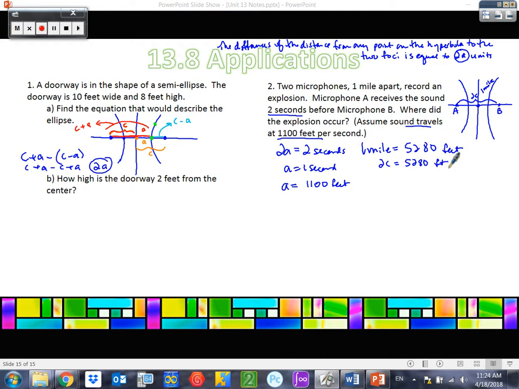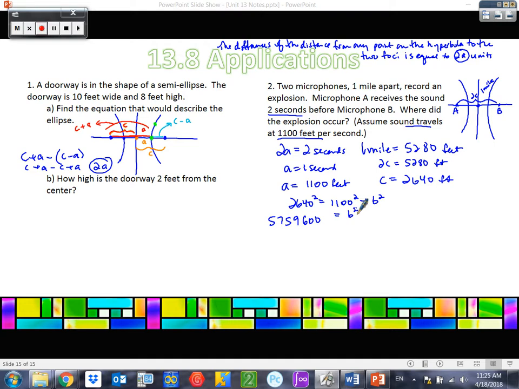Why do we need to find the equation? We've got A and we need B, but we don't have that yet. We do have C. So C is going to be 2,640 feet. All right, so let's use our little helper equation for hyperbolas. C squared, so 2,640 squared, equals A squared, 1,100 squared, plus B squared. So B squared is going to be 5,759,600. That's what B squared is.